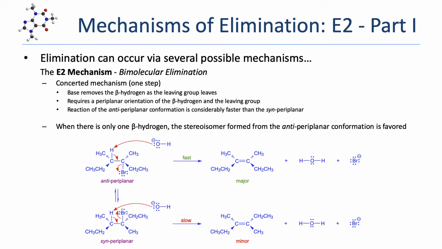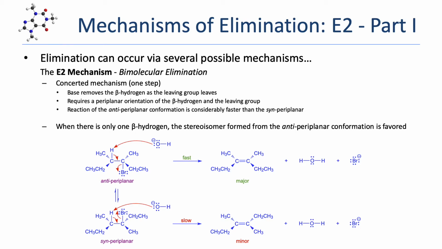In the syn conformation, expulsion of the leaving group is impeded by the base, which needs to approach the reactant from the same side. The syn-periplanar conformation is also an eclipsed conformation, making it considerably less stable than the anti-periplanar conformation. That means that at equilibrium, there will be considerably more anti-periplanar conformation than syn-periplanar, and the higher concentration leads to a faster reaction starting from the anti-periplanar conformation.